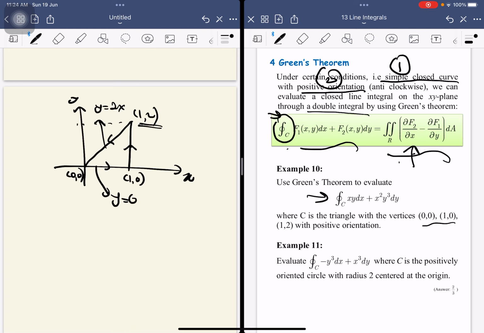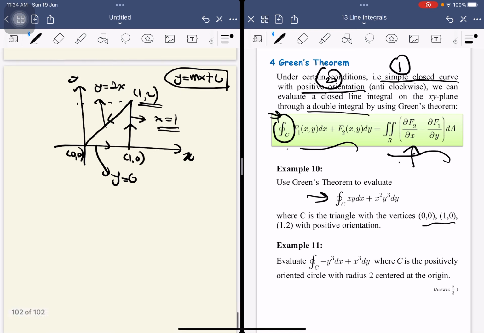Okay, it's going to be like this. For this general equation, y = mx + c, m should be the gradient, and c should be the intersection point on the y-axis. Then this line is represented by x = 1. It's important for us to know this because we would like to find the limit later. So this is the region that we would like to solve.